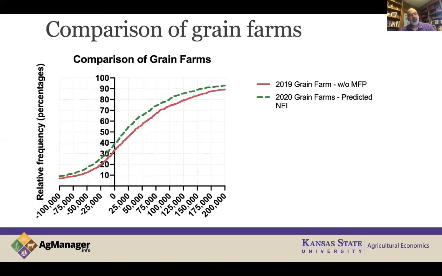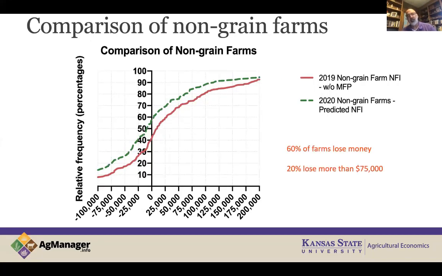Just looking at grain farms, really grain farms aren't going to do too bad in the whole thing, everything considered here. So here, the red line is what happened last year. You see, we have maybe about 35% of our farms lost money last year. I'm predicting that's going to bump up to maybe just under 40%. So fairly comparable as far as the grain farms are concerned. Now, the big change, though, is going to happen here for the non-grain farms when you look at last year's income to this year's income. So last year, we had about 40% of our farms lose money.